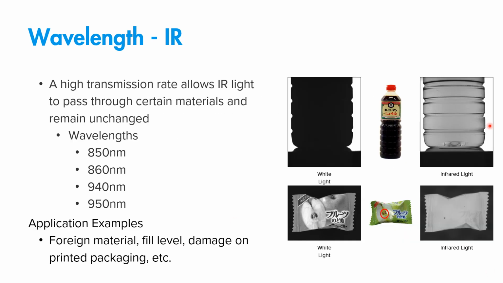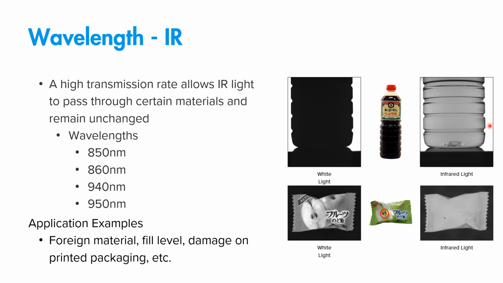Now getting into the invisible spectrum, using the IR wavelength to solve our applications. The IR wavelength, or the infrared wavelength, is really unique because it has a high transmission rate, which allows it to pass through certain material and remain unchanged and still hit the camera.